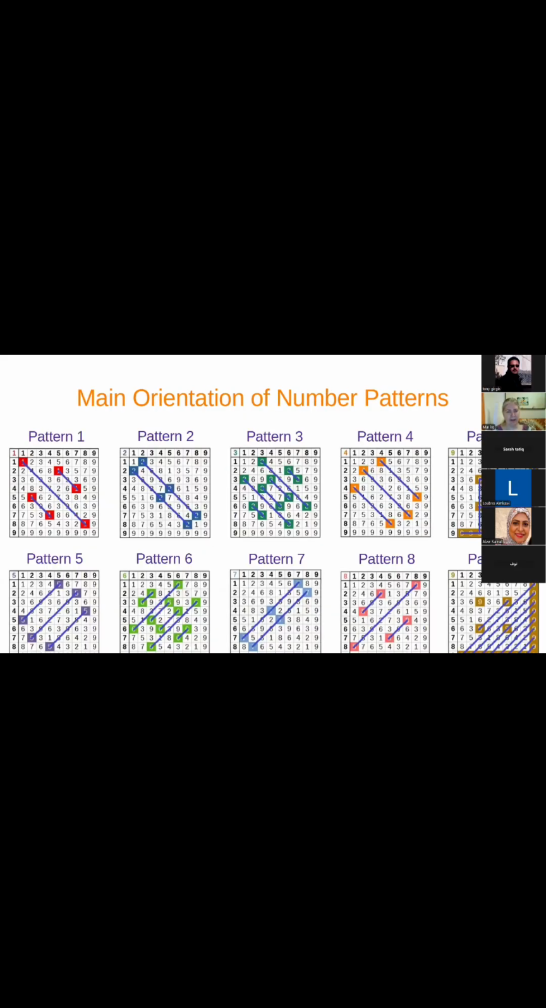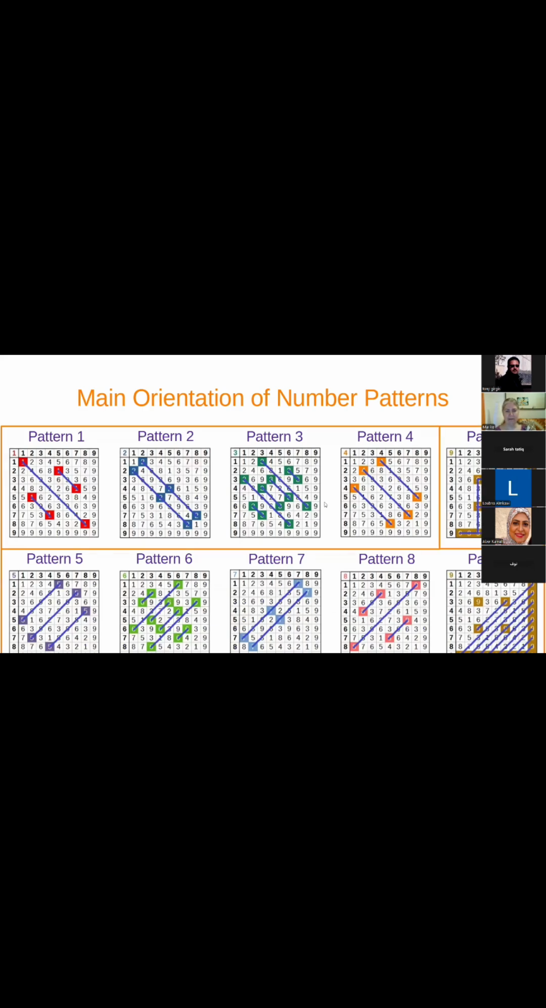The main orientation of the number patterns is summarized in this slide, where you can see, let me grab them and put them together. On the upper panel, you see the first 4 to the left. They are all oriented along the main diagonal. Then the lower ones are all oriented along the off diagonal, and the one in the top left corner is oriented along the main axis.